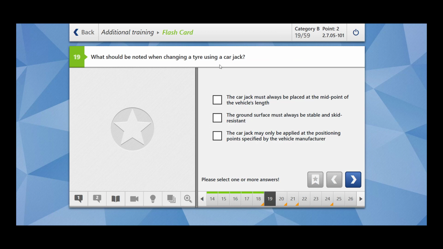What should be noted when changing a tire using a car jack? The car jack must always be placed at the midpoint of the vehicle's length. No. Ground surface must always be stable and skid resistant. This is clear. The car jack may be applied at the positioning points specified by the vehicle manufacturer. Yes. The first thing is the ground surface should be stable and skid resistant. Otherwise, your vehicle could roll away. Another thing is you have to apply the car jack at the positions which are specified by your vehicle manufacturer.